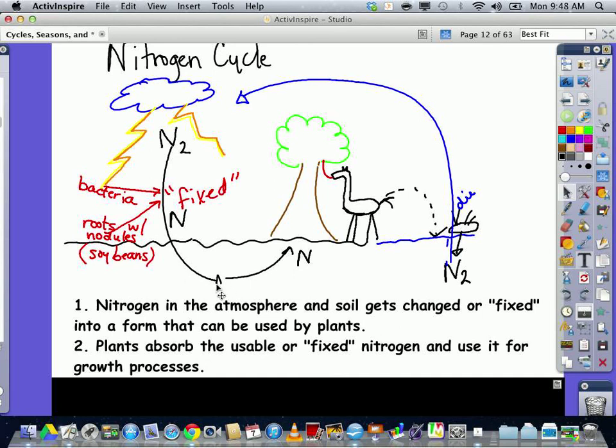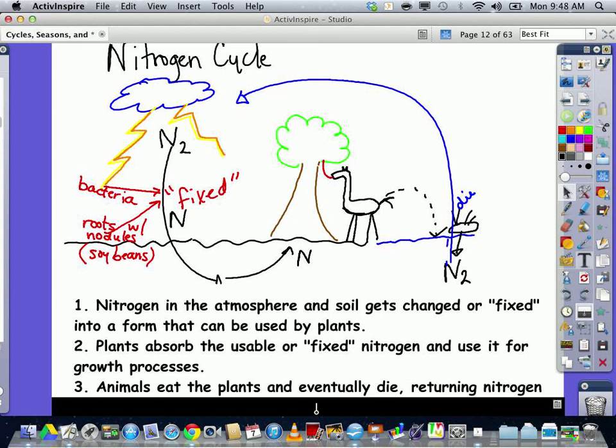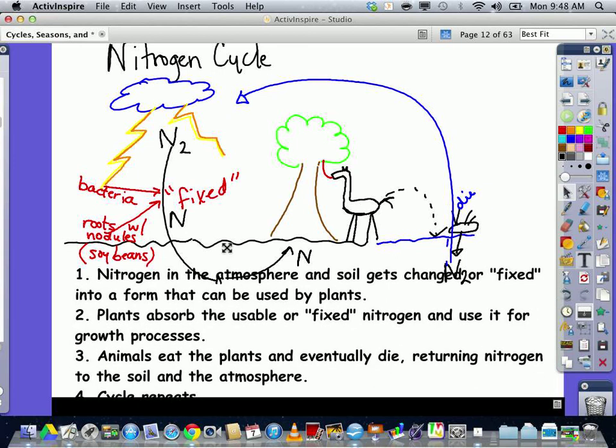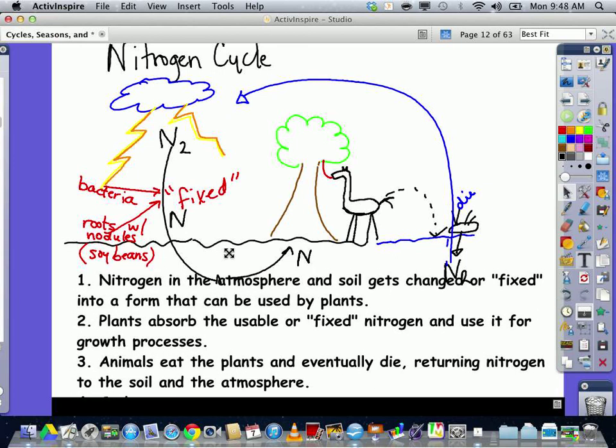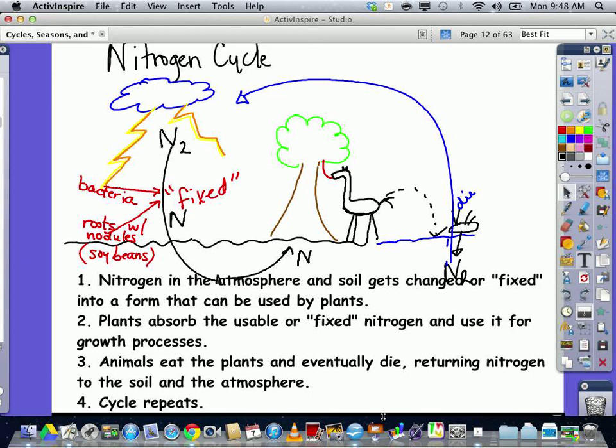So now that the nitrogen's fixed, it's able to be absorbed by the plants. That's the second part of the process. Then some type of animal organism eats the plant, and that might be an animal like the giraffe I've tried to draw here, or Miss Barr used an elephant when she taught this. After it's absorbed by the plant, then it's eaten by the animal, and eventually the animal will die, and in the decomposition process, return that nitrogen back to the soil or to the atmosphere as a gas. And again, just like the other cycles we talked about, the cycle then repeats.